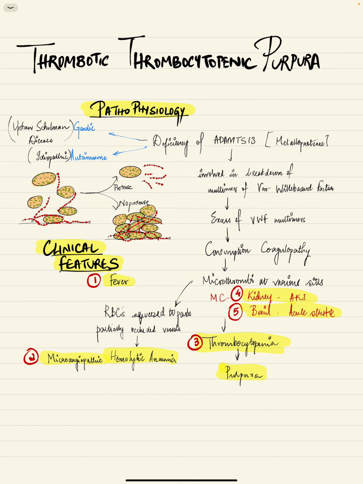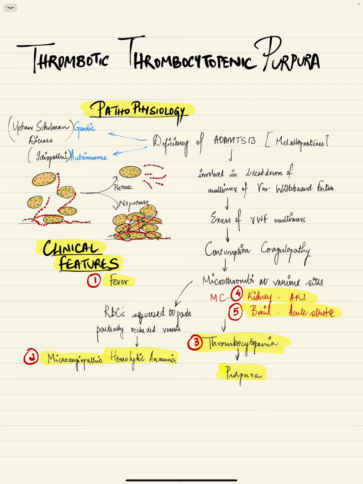Coming to the pathophysiology of this disease, it results from a deficiency of ADAMTS13, which is a metalloprotease involved in the breakdown of multimers of von Willebrand factor. The disease can be caused due to a genetic defect causing this deficiency, which is called Upshaw-Schulman disease, or maybe due to the formation of antibodies against ADAMTS13 metalloprotease. Now, this is also referred to as a primary or idiopathic TTP.